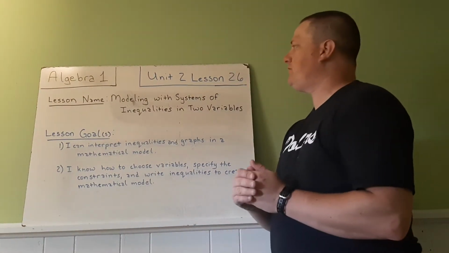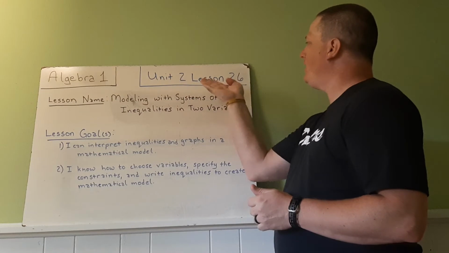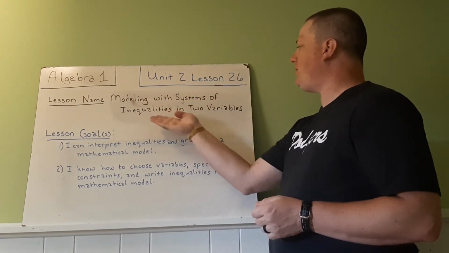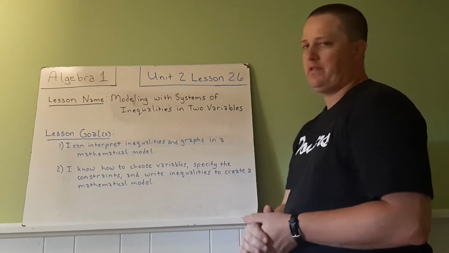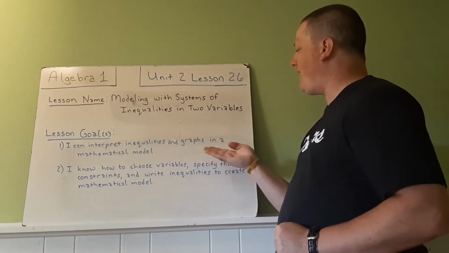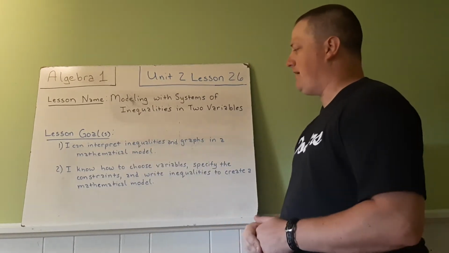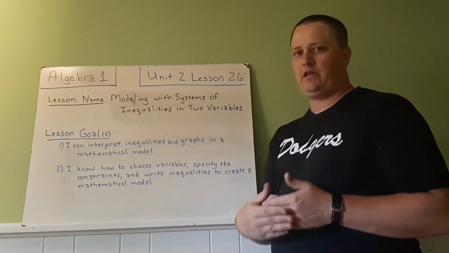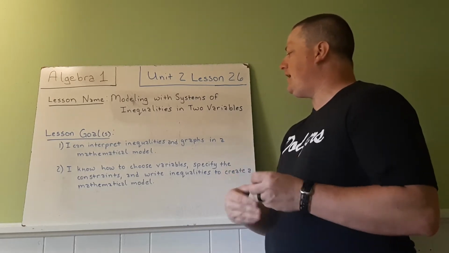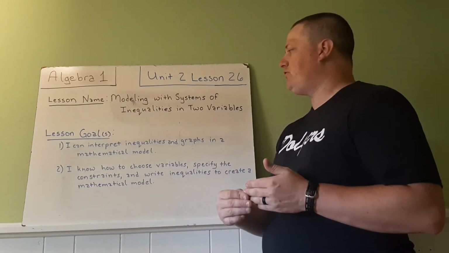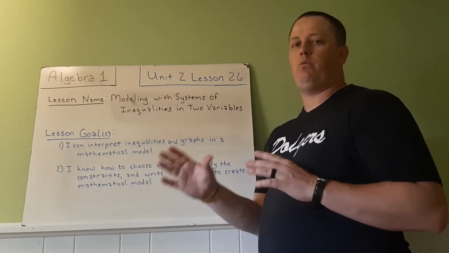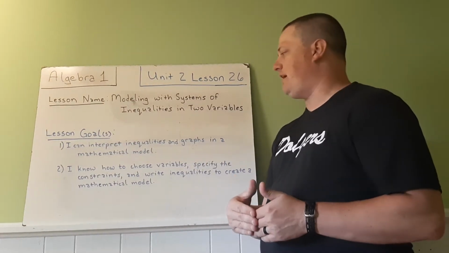All right, Algebra 1 students, we want to look at Unit 2, Lesson 26, Modeling with Systems of Inequalities in Two Variables. Our two goals are, I can interpret inequalities and graphs in a mathematical model. So essentially, we are going to be using the inequalities and their graphs to interpret what is going on. So what are they showing? What can we get from this stuff?